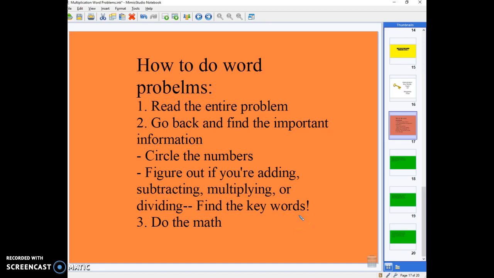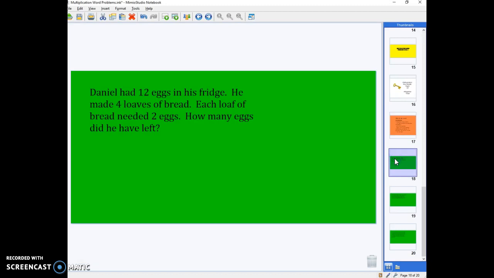Remember, use your third grade brains. You might have to do more than one thing. You might have to add and multiply, or subtract and multiply. Two-step word problems. So you have to find those keywords that give you the hint as to what you need to do. And then you have to go do the math. So let's get started with this problem.